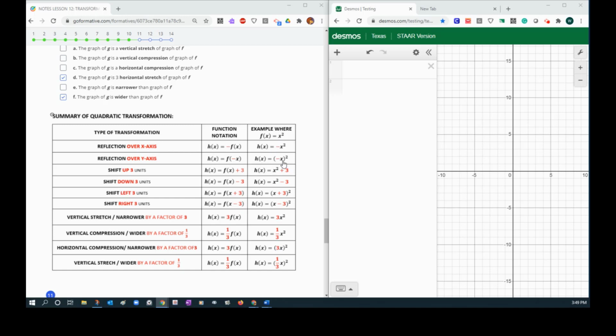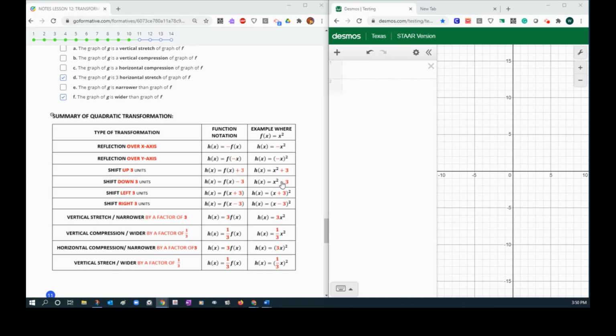If the negative is inside the parentheses raised to the square, then we have a reflection over the y-axis. So parentheses, y-axis; no parentheses, reflection over the x-axis. Now let's talk about shift.